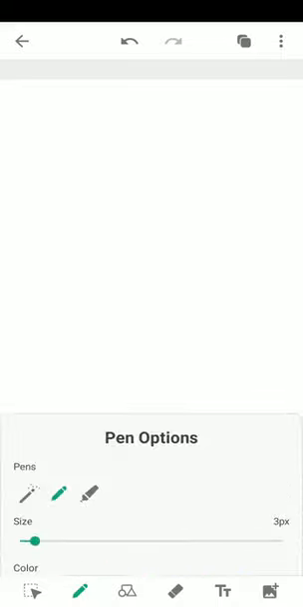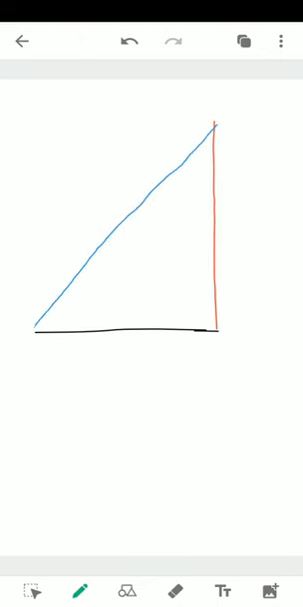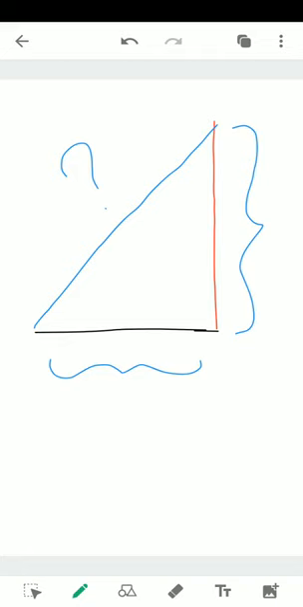Before I start the class, let me give you a real life example. Suppose there is a building, okay? There's a building something like this, and you are standing somewhere here. If you want to take a rope from the top of the building to the place where you're standing and tie it, you know this distance and you know this distance. Then how do you find how much rope you require so that it stretches from the top of the building to the place where you're standing?